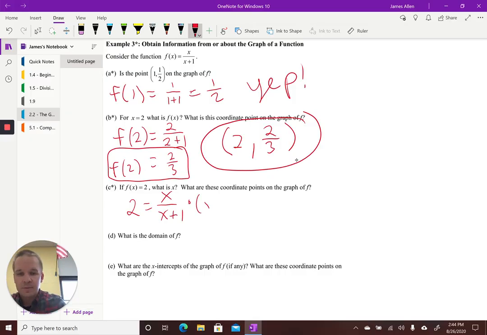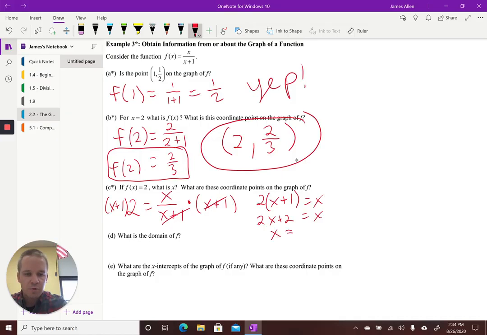So I'm going to multiply both sides by x plus 1. And we're going to end up canceling that, and I'll have 2 times x plus 1 is equal to x. So I've got 2x plus 2 equals x. I'm going to subtract the x and get x. I'm going to subtract the 2 and get negative 2. There we go. So that's what x is. What's the coordinate? Well, it'd be negative 2, comma 2 is the coordinate that's on the graph.